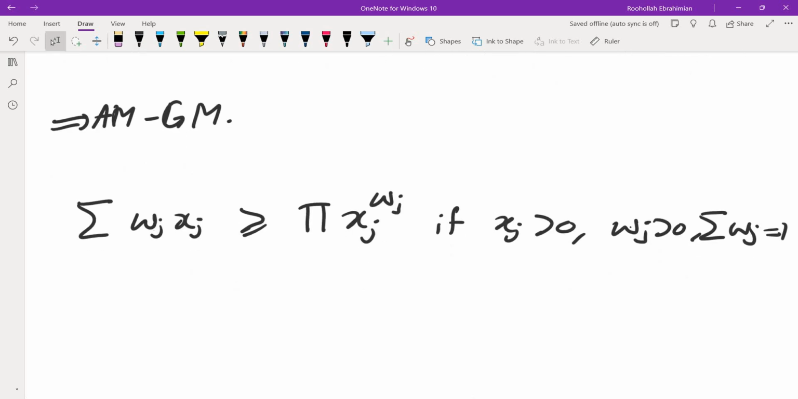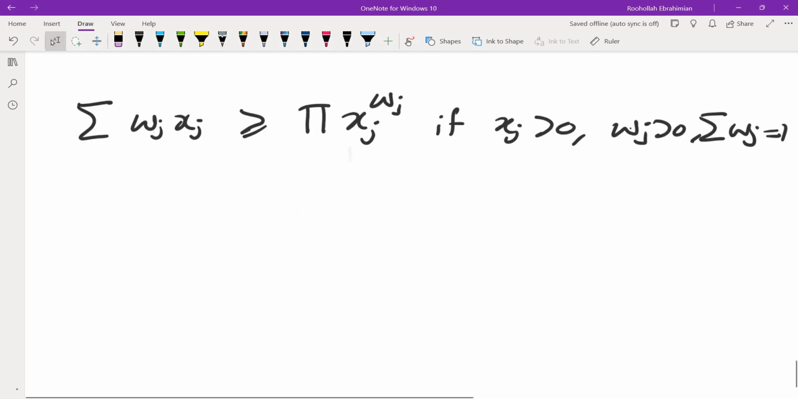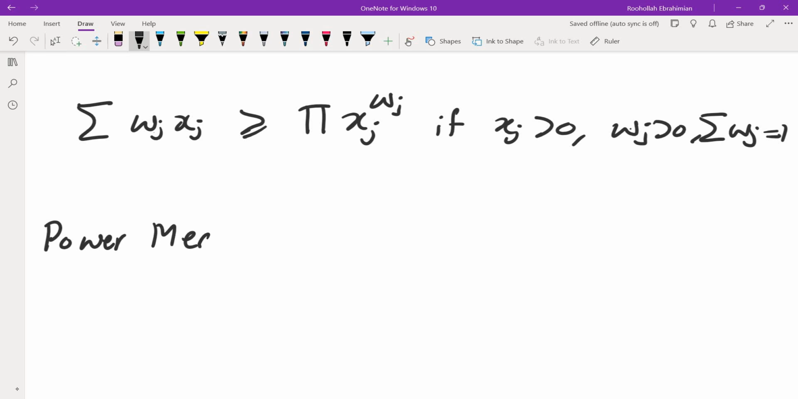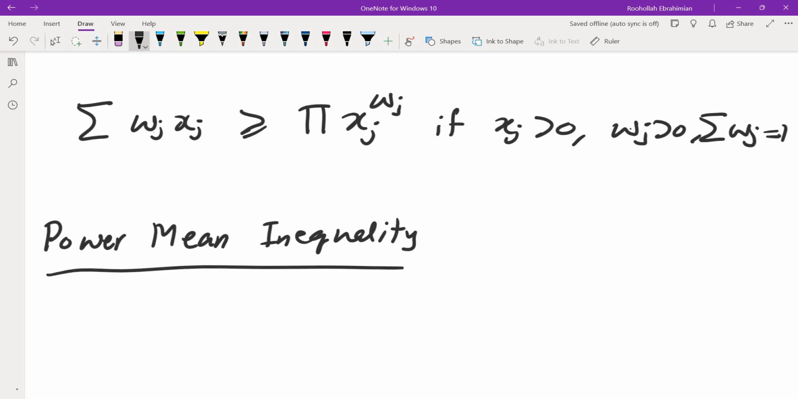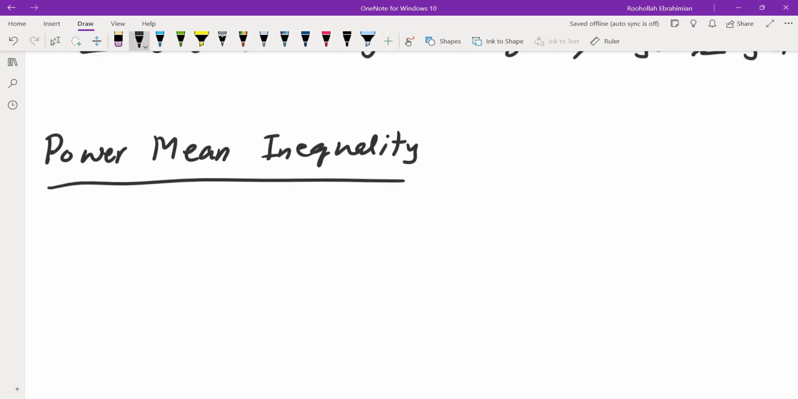Okay, so this proves the AM-GM and weighted AM-GM. Now let's look at some other applications of this. The next application that we're going to look at is the power mean inequality. So first of all, what does the power mean inequality tell us? And then how do we prove that? So the power mean inequality tells us this.